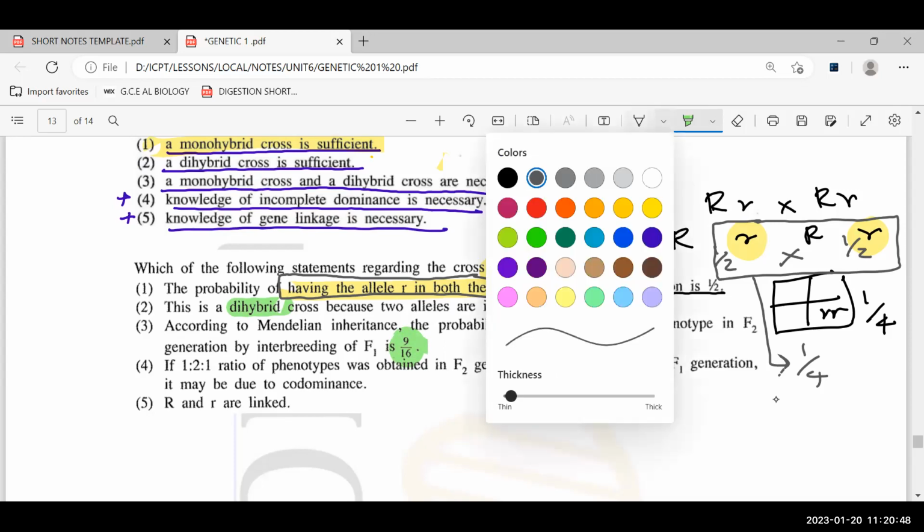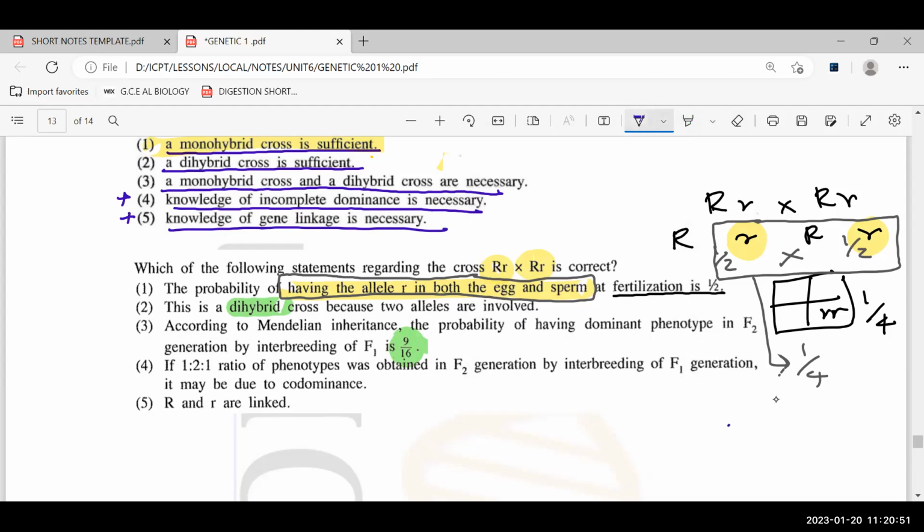Now in this case, if we cross this one, we get capital R capital R, capital R small r, capital R small r, small r small r. Then this is the F1 generation. Now they say the F1 generation is interbreeding now.